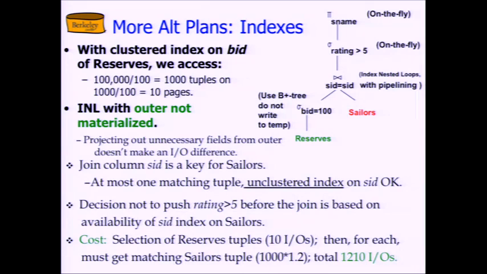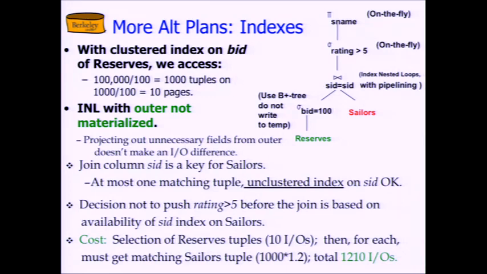It kind of doesn't matter from an I/O perspective. You got a tuple of reserves. You did a lookup into sailors. You could throw it away before you put them together in memory, or you could put them together in memory and throw it away after, but it wouldn't affect your I/O. So pushing down the selection on the right makes no real difference.